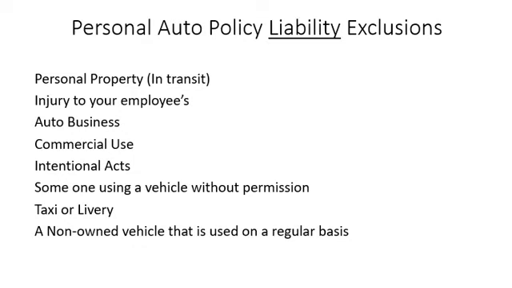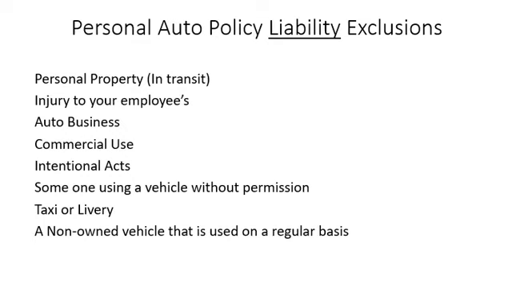So here are your exclusions. You have your personal property in transit. That is not covered on the liability section of an auto policy. Injury to your employees will not be covered. Auto business. If you are operating an auto business, your liability under your personal auto policy will not cover any of your damages. Commercial use. If you're using your vehicle for commercial use, damages are not going to be covered under a personal auto policy. Intentional acts. That one's easy because if you intentionally run over your ex-girlfriend or ex-boyfriend, your liability insurance is not going to cover it, so don't do it.